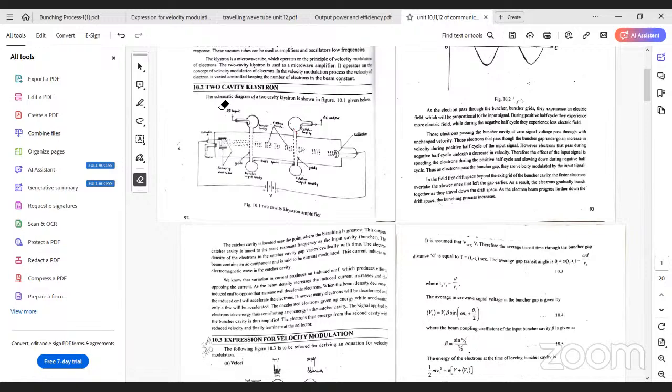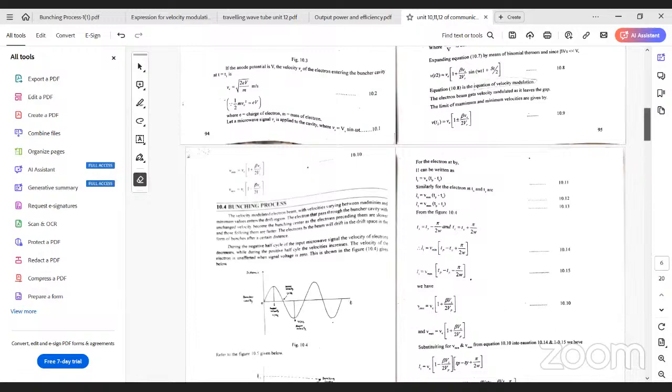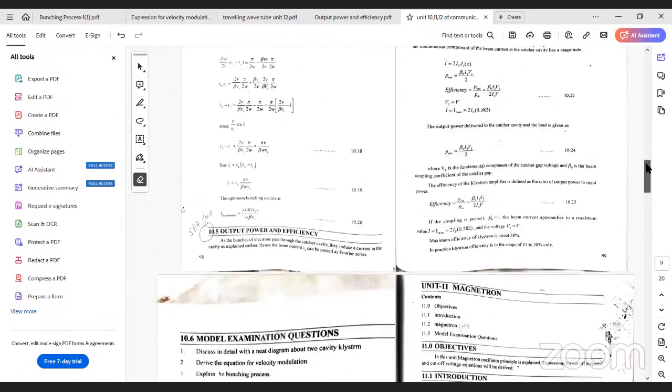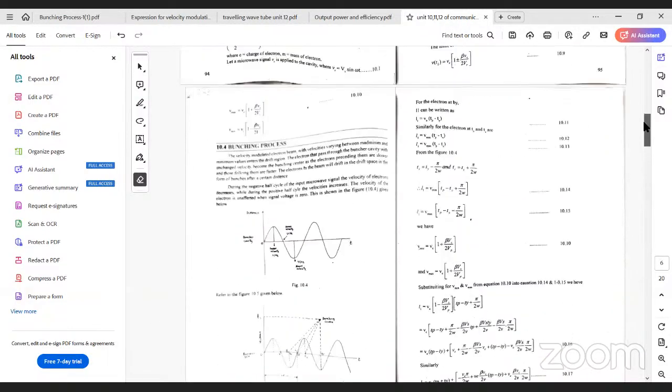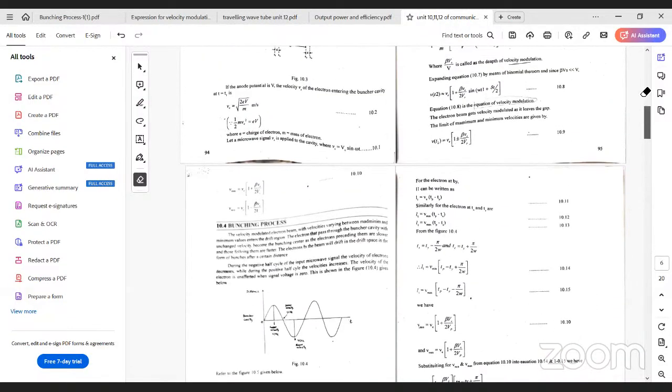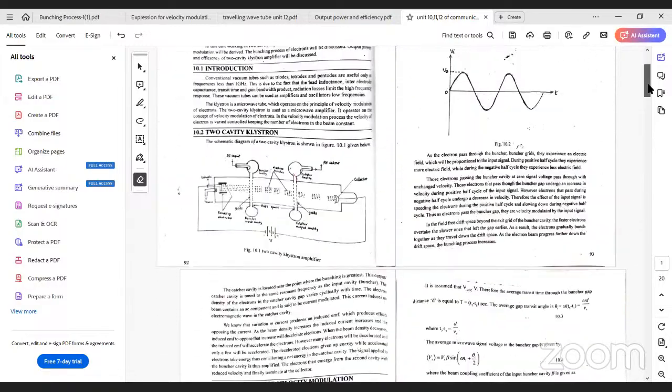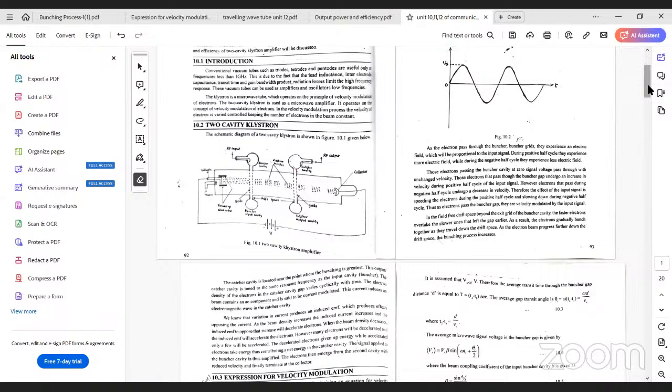Just to overview what we discussed yesterday, because the next topic is the continuation of this one. Today, the next topics I am covering are the expression for velocity modulation, then the bunching process, and then output power and efficiency. We will cover these three short answer questions one by one. All three are linked with two cavity klystron.